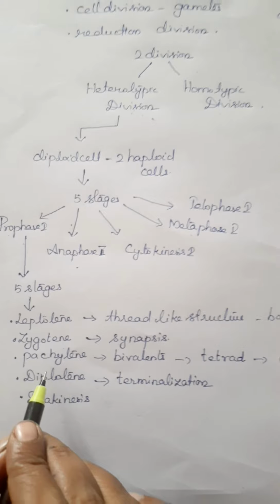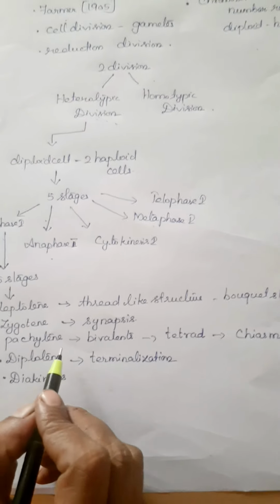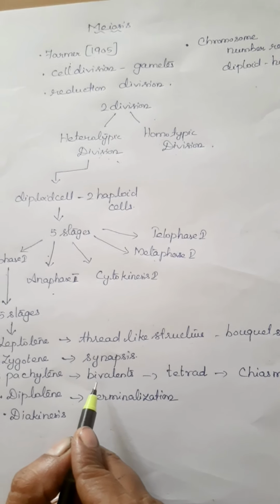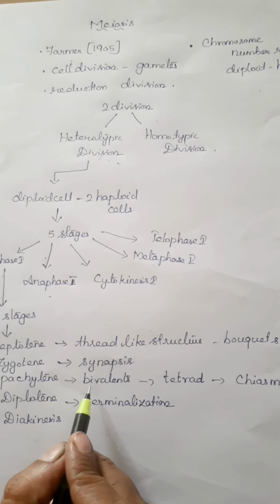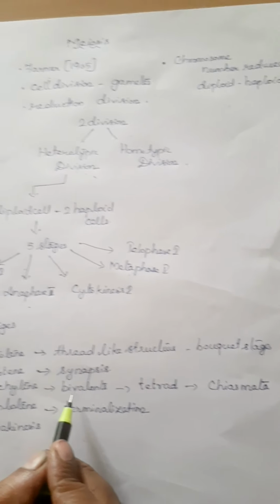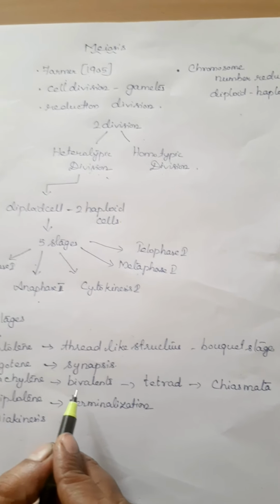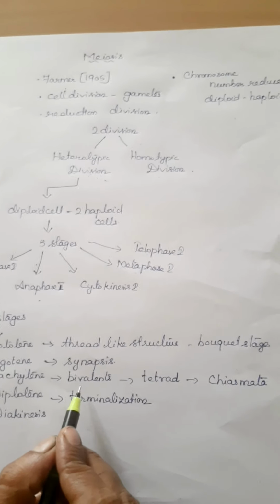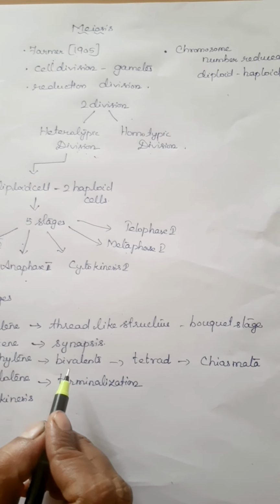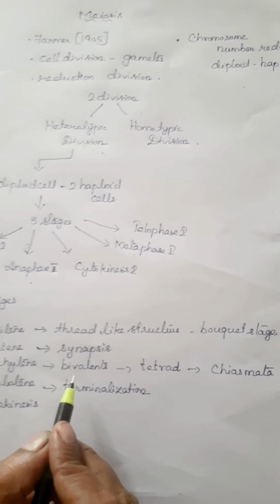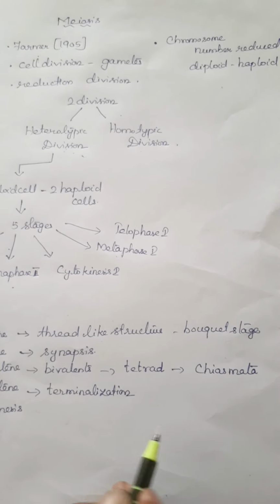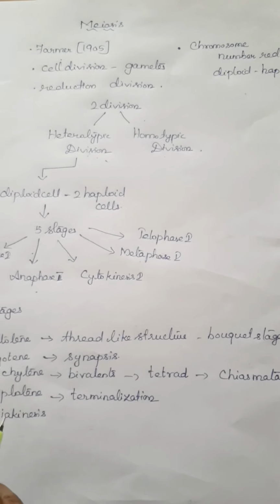Next one, pachytene. Here the chromosomes are visible and each pair contains 4 chromatids. In this stage crossing over takes place. Chiasmata are the X-shaped structures. The chromatids break at these points and the broken segments may be crossed over. Here the genetic recombination takes place.